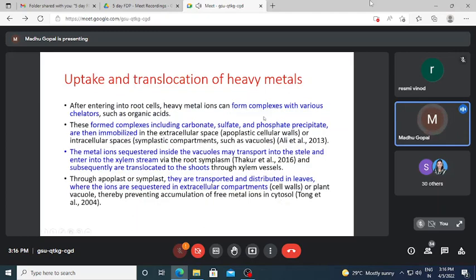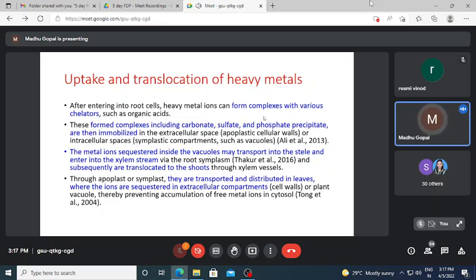Then once they enter the root cells, heavy metal ions will form complexes with various chelating agents like organic acids. Several organic acids are present in the plants, so they're called chelators. And they form a complex with these chelating agents. Such complexes, including carbonate, sulfate, and phosphate precipitates, are immobilized in the extracellular space. That is, in the apoplastic cell walls, or in the intracellular spaces. There, these complexes will get immobilized.